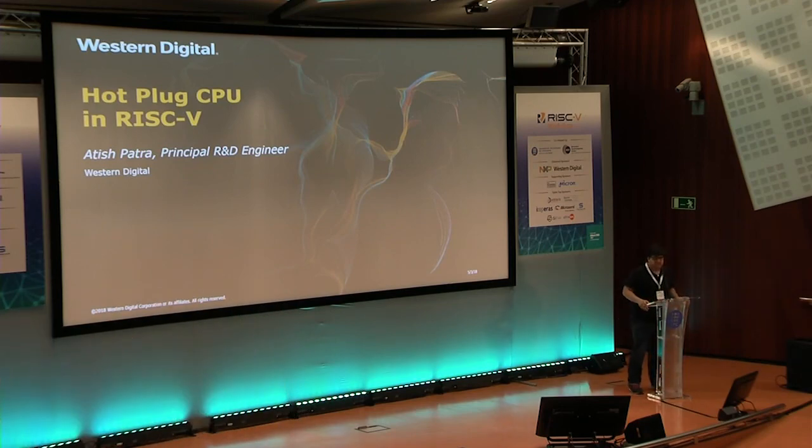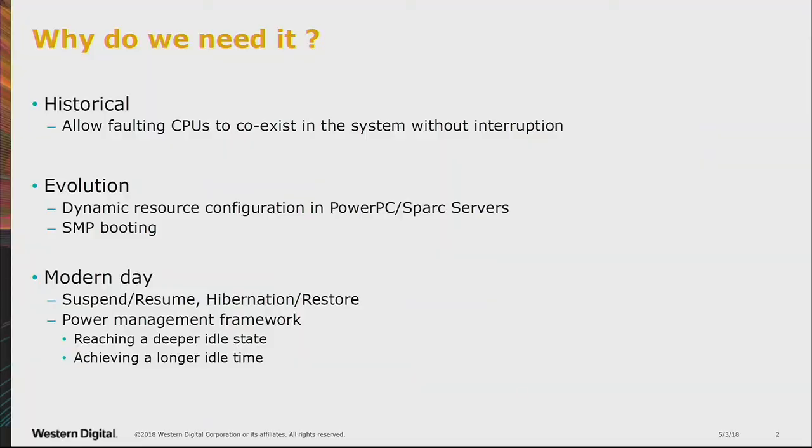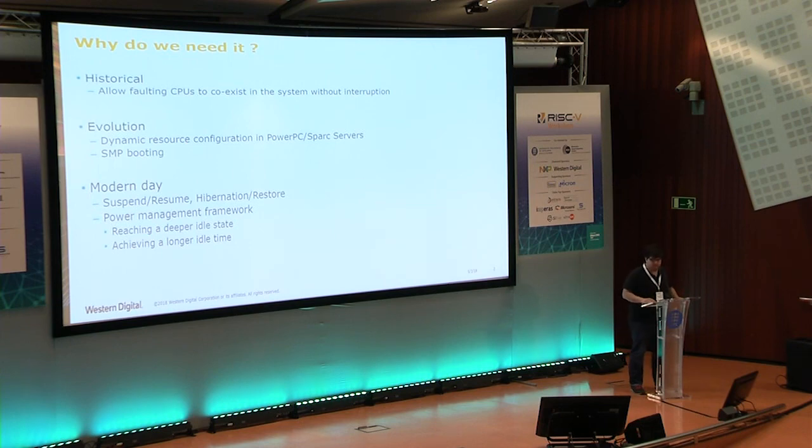Hello, everyone. My name is Matheus Ogleari. I'm a storage architecture intern, and today I am presenting on behalf of my colleague, Atish Patra, who unfortunately could not be here today. This work is titled Hot Plug CPUs in RISC-V. The idea here is that we want to be able to enable and disable RISC-V CPU cores. This underlying idea is not new. This has been done with PowerPC and Spark for dynamic resource configuration, and also more recently for power management. So we want to be able to enable or disable these cores without having to interrupt the system or physically remove them. Now this is what we do for RISC-V.